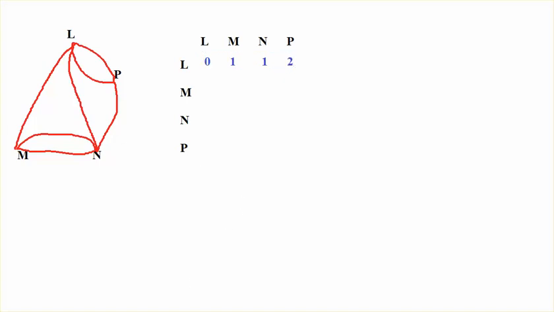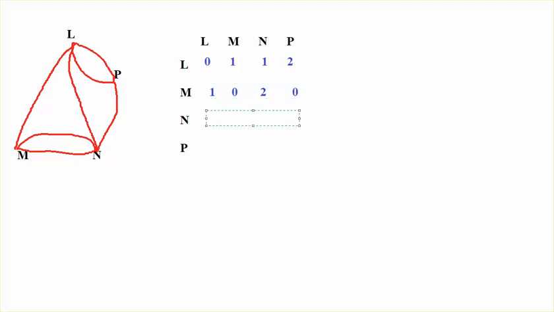One thing to notice is that I can look at point L and find it has a degree of 4. Looking at the sum of row L, 0 plus 1 plus 1 plus 2 also equals 4. Our second row, M to L, we already found that is connected by one edge. M to M is 0. M to N, there are two edges connecting that. M to P is 0.